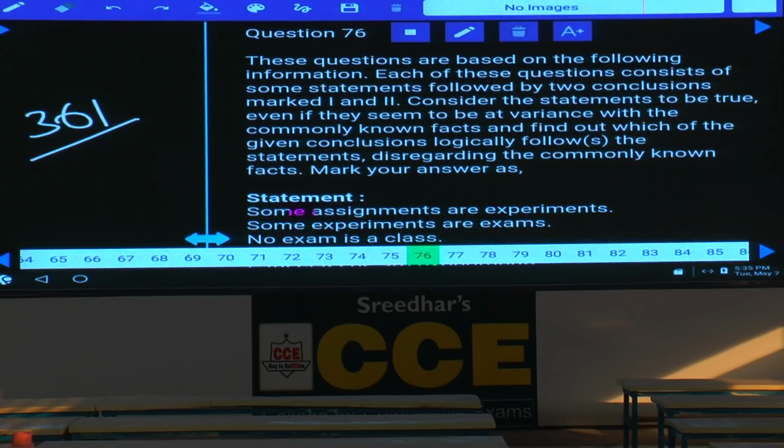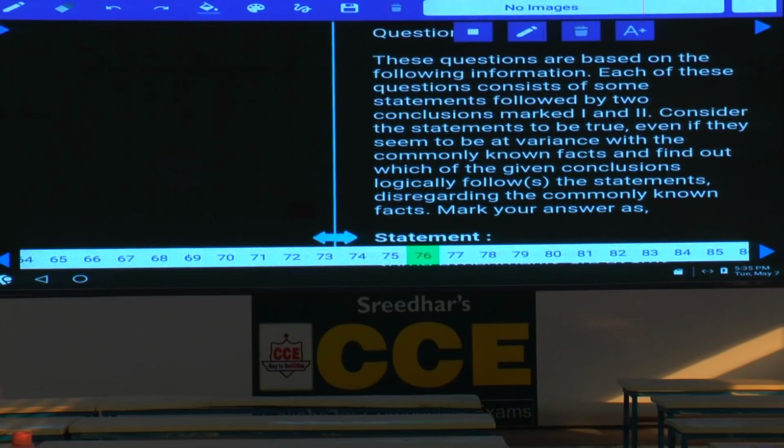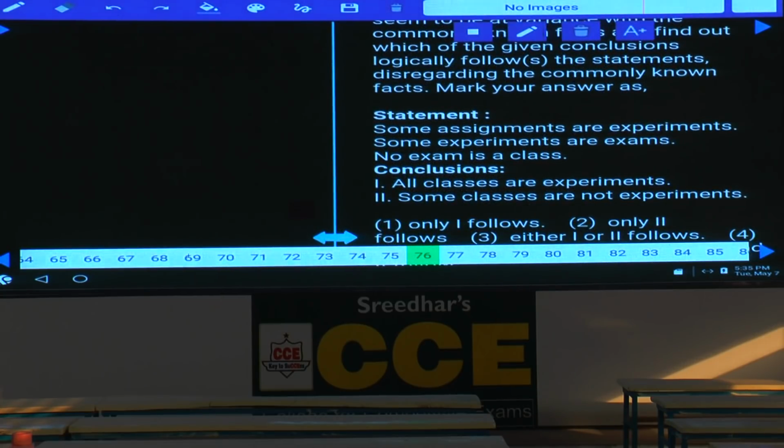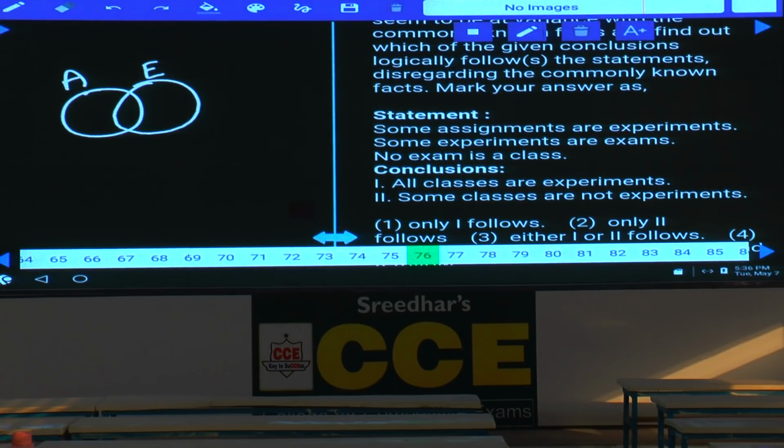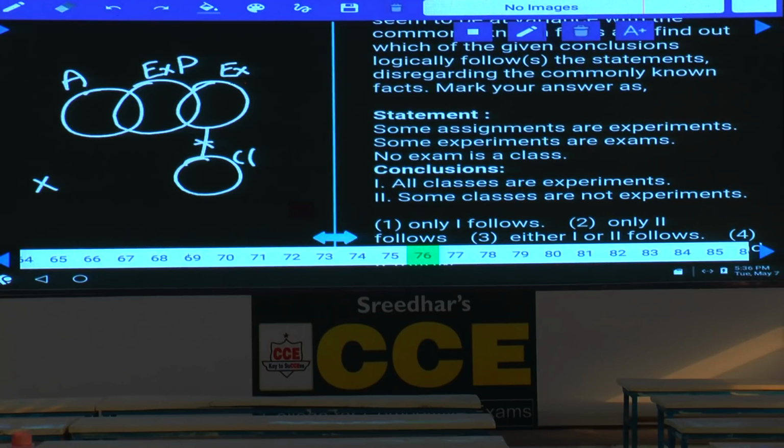Now in question number 76 to 80, tell me, what about question number 76 here? Some assignments are experiments, which can be written like this, assignment and experiment. Next, some experiments are exams, and next, no exam is a class, no intersection between these two. Now with the help of this, all classes are experiments is false. And second, some classes are not experiments is definitely true, isn't it?